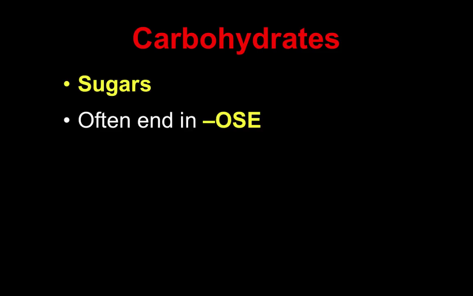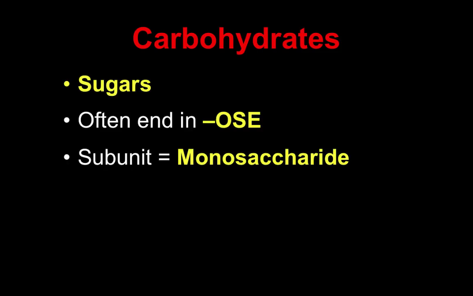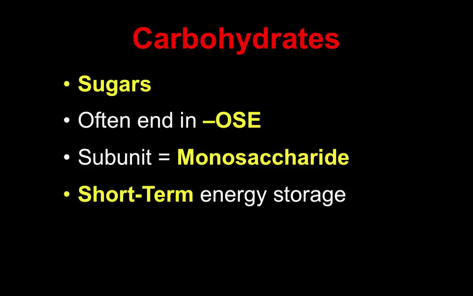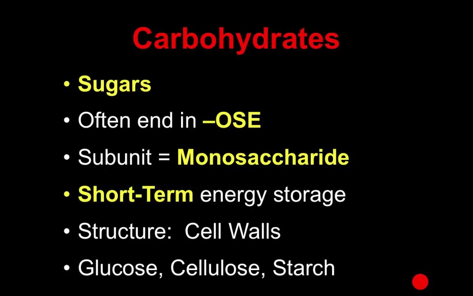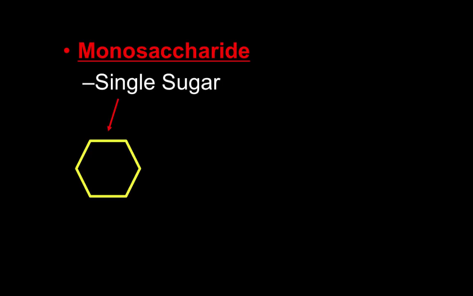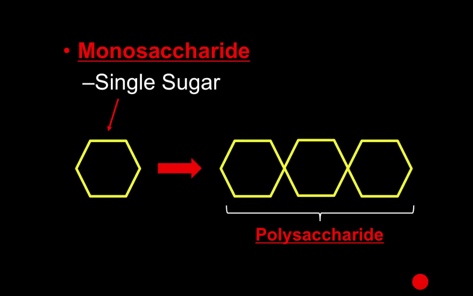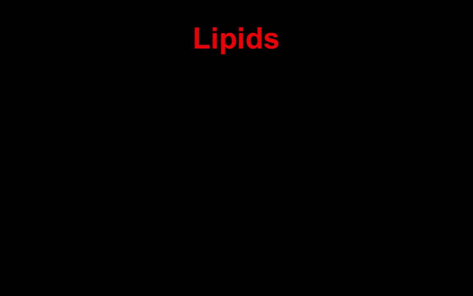Carbohydrates are sugars that often end in "ose." They're made up of monosaccharides, that's the subunit. They provide short-term energy storage, make up cell walls, and some primary examples are glucose, cellulose, and starch. So remember, monosaccharide is the subunit, and that's a single sugar, so for example, glucose. And we can put these together to make more complex sugars like starch, which are polysaccharides.